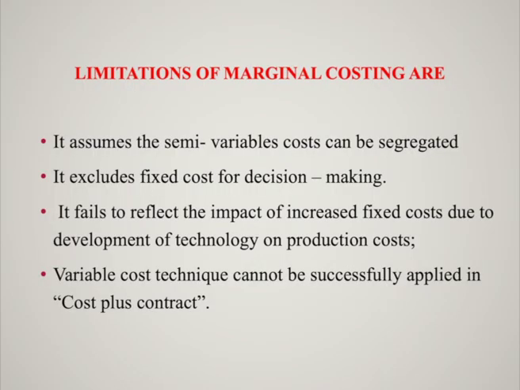What are the limitations of marginal costing? Marginal costing has limitations. Here we consider only semi-variable cost, which includes variable cost and fixed cost, so it is sometimes very difficult to segregate. Fixed cost is excluded in decision making, and it fails to reflect the impact of increased fixed cost due to the development of technology and products. Variable cost cannot be successfully applied in the cost-plus contract method. These are the limitations of marginal costing.